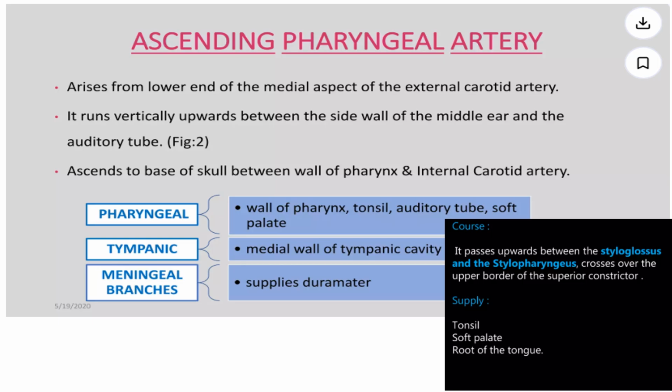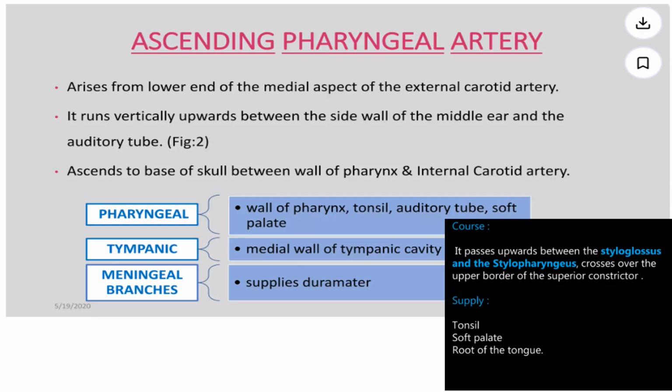Coming to the next artery, that is the ascending pharyngeal artery, which runs medially. It arises from the lower end of the medial aspect of the external carotid artery. It runs vertically upward between the side walls of the middle ear and the auditory tube, and ascends to the base of the skull between the wall of the pharynx and the internal carotid artery. We have the pharyngeal branch, tympanic branch, and the meningeal branches.